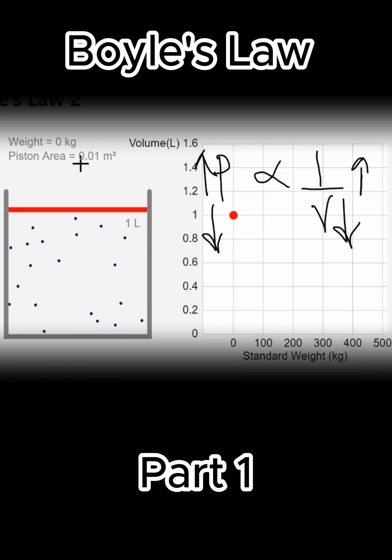While pressure refers to the force applied per unit area, the force wey you go apply for something per the unit area. We can study these two things very well. We can say pressure and volume they inversely proportional. That means if you increase one, the other one go down too.